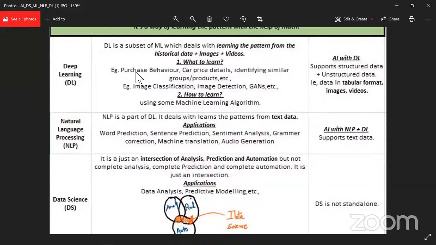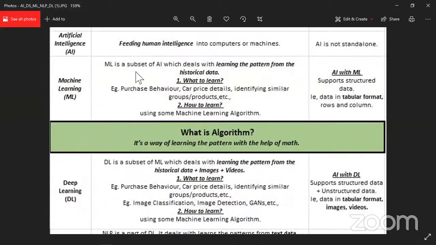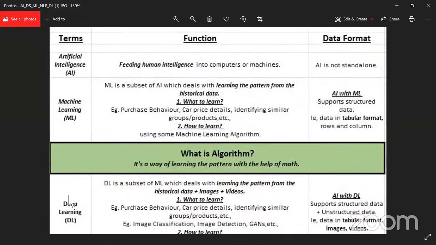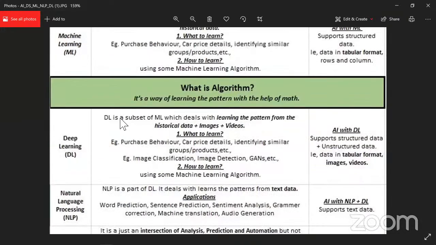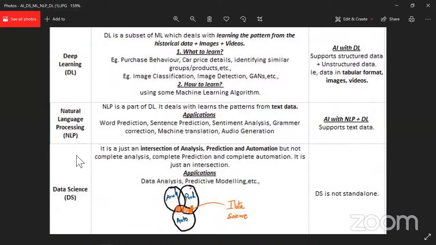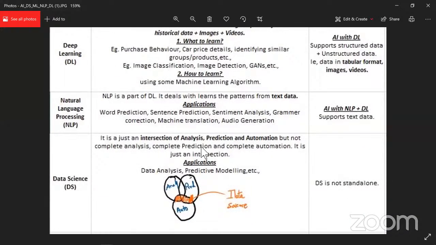So now we have learned about artificial intelligence, machine learning, deep learning, and natural language processing. The one point we have learned is that we can distinguish between machine learning, deep learning, and NLP. But artificial intelligence is a main class which holds everything. In a similar way, if you're just getting into data science, data science is just an intersection of analysis, prediction, and automation, but not complete analysis, not complete prediction, not complete automation.